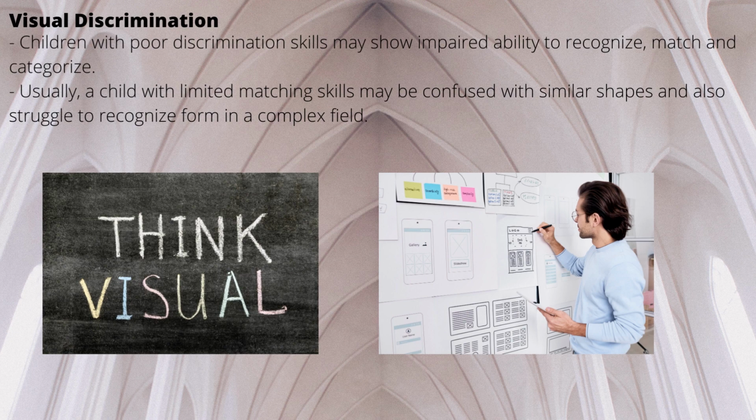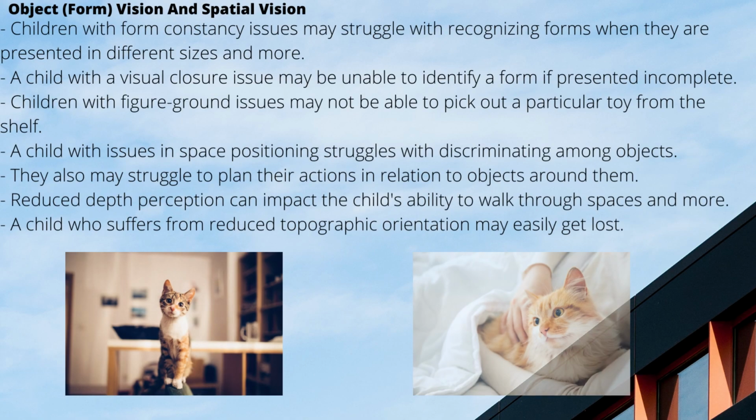Now coming to visual discrimination. Children with poor discrimination skills may exhibit impaired ability to recognize, match, and categorize. Usually, a child with limited matching skills may be confused with similar shapes and also struggle to recognize form in a complex field.